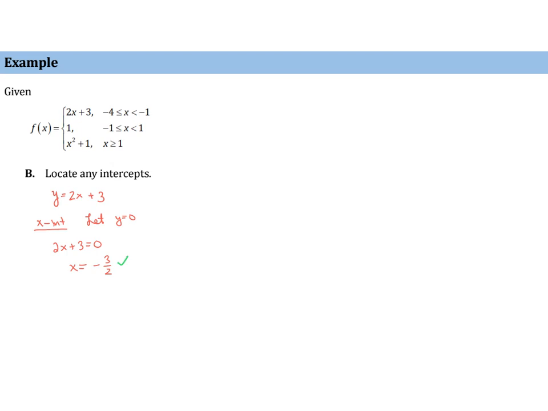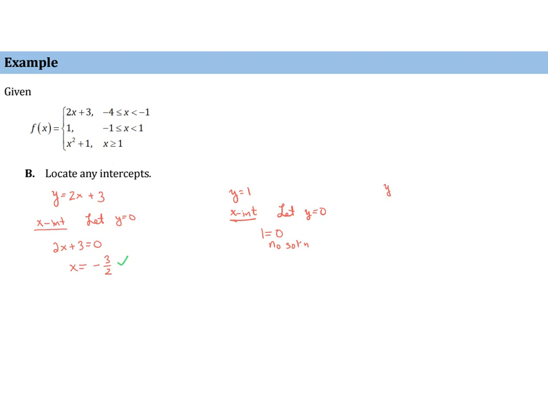Now, let's look at our second piece. We have y equals 1. Now, you might be asking, why is he not doing the y-intercept? Hold on, and I'll explain. So for y equals 1, let's go ahead and find the x-intercept. We can let y equal 0. That would mean that 1 equals 0. This is not true. There is no solution to that, so there is no x-intercept for y equals 1.